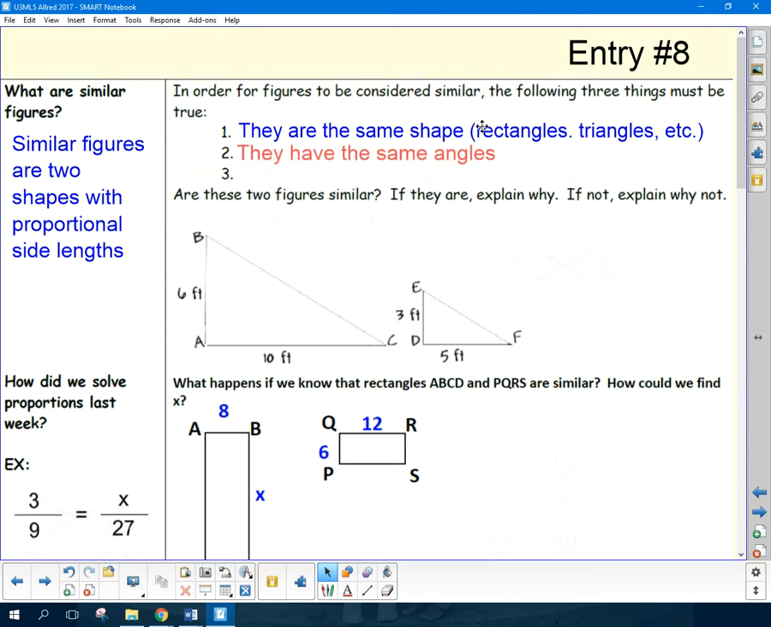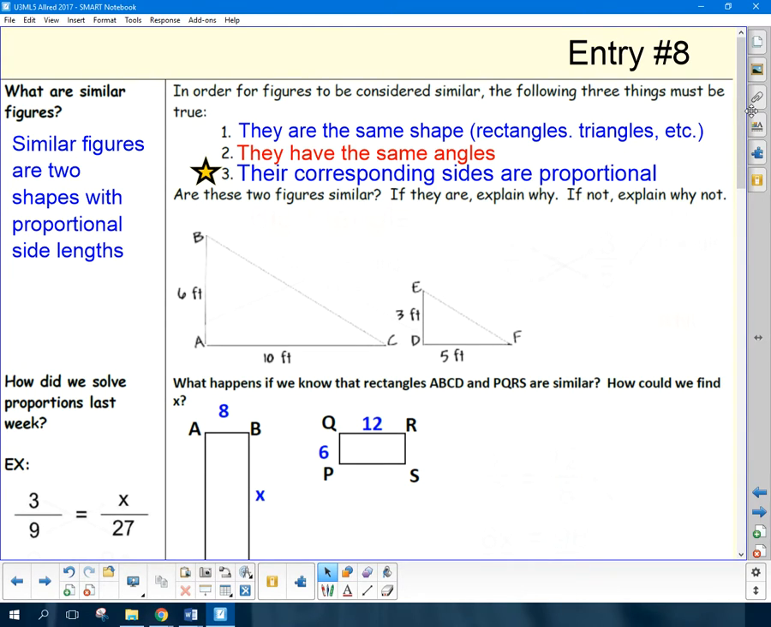Okay, they must have the same angles within them. Their angles must have the same measurements. We'll be able to talk more about that later in the year during our angle unit. But the big important thing that tells us if they are similar is if their corresponding side lengths are proportional. Their corresponding sides are proportional.